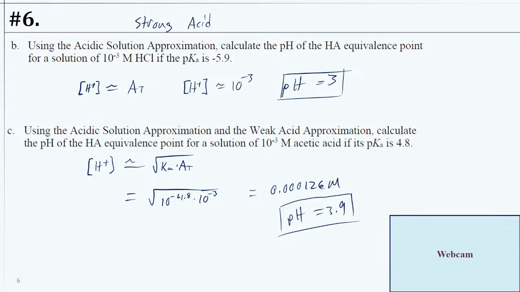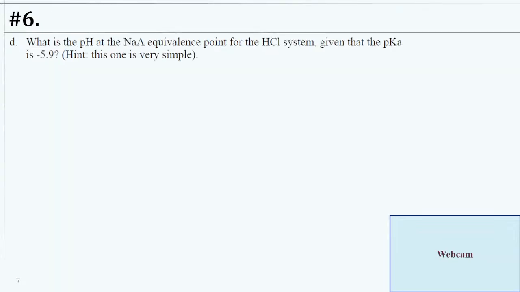Okay, any issues? I think mostly if there were issues on these problems, you were accidentally making it more complicated than it needed to be. Part D, especially true there, and we did cover almost exactly this problem in the homework, so I was hoping you'd catch on to that. It said, what is the pH at the NaA equivalence point for the HCl system, given that the pKa is negative 5.9?